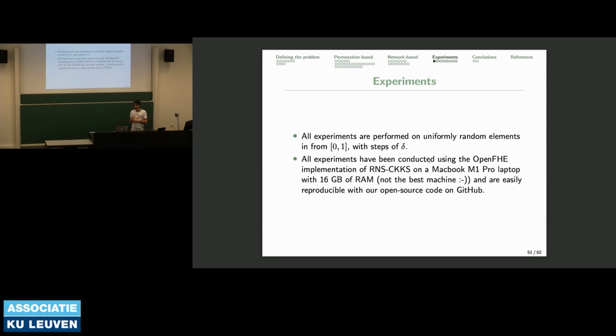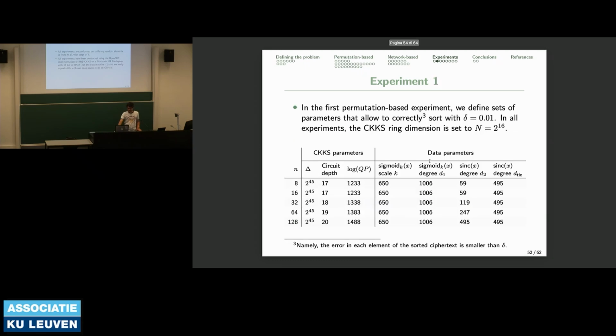And all these experiments have been implemented in the CKKS implementation of OpenFHE and run on this little machine here. Not the best maybe, but yeah. So for the first experiment, we actually want to define the same setup. We want to compare to MIHP 25, where they sort elements with a delta equal to 0.01. And these are the parameters that we are using.